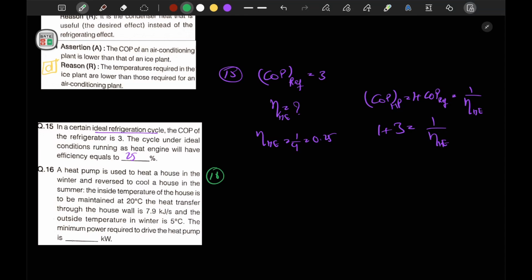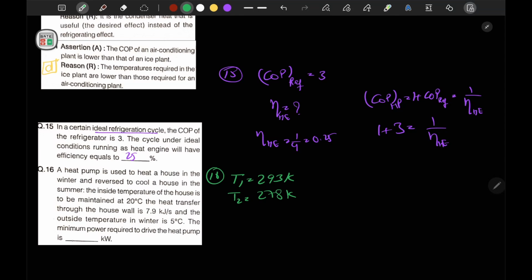The minimum power required to drive the heat pump. It is mentioned that T1 is equal to 20 degrees Celsius, that is 293 Kelvin. T2 is equal to 5 degrees Celsius, that is 278 Kelvin. And one more thing is given, the heat transfer through the house wall.